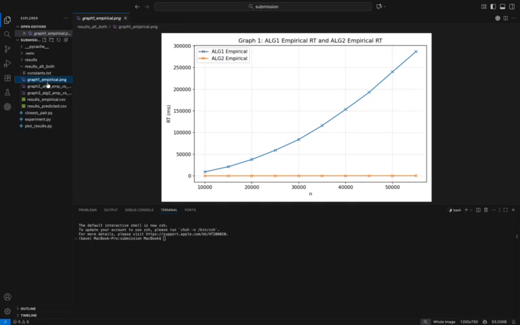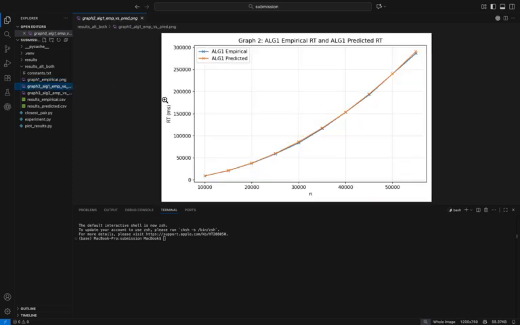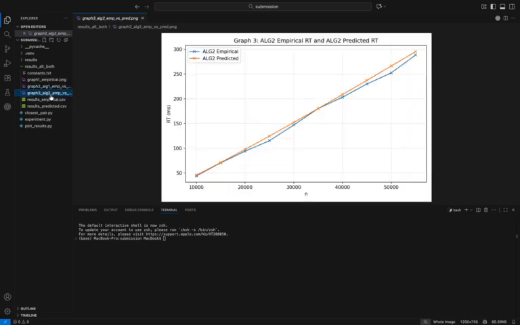And that's graph 1. It shows the comparison of brute force versus divide and conquer. And the second one shows the brute force empirical versus predicted. And graph 3 shows the divide and conquer empirical versus predicted.